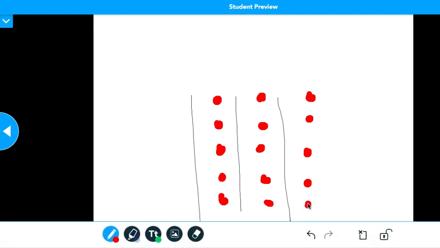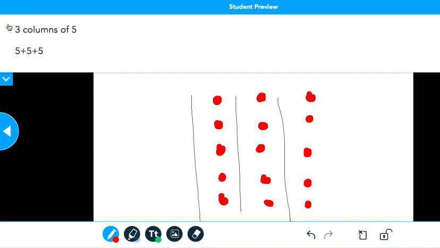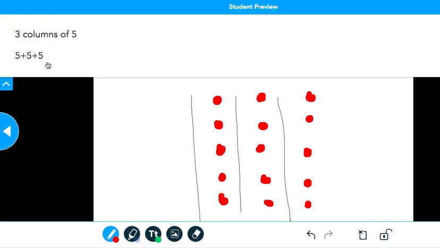Awesome. Now we're going to check to see if it matches our number sentence here. 5 plus 5 plus 5. Yep. So I have my 3 columns, 1, 2, 3 of 5. But this is 5 plus 5 plus 5 if we were to write it out as a number sentence. Awesome. Okay.